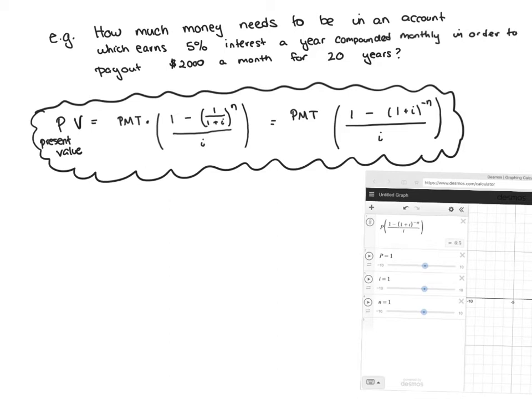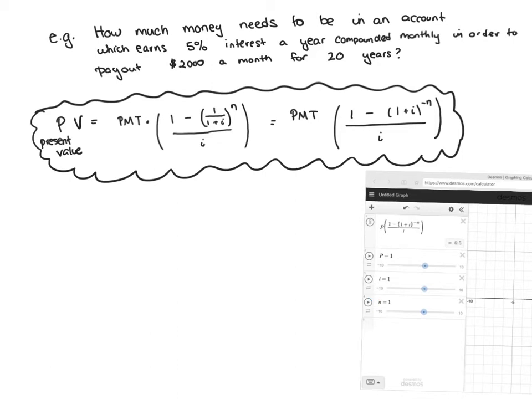If you want, you could also rewrite this formula using negative exponents. So I can say here that 1 over 1 plus I, that's the same as 1 plus I to the negative 1. So I can write this as 1 plus I to the negative n instead. So maybe that'll make it a little bit easier to plug into something like Desmos. So you can see I've already pre-plugged this formula into Desmos, so I can just put in my p, I, and n value to calculate out that present value.